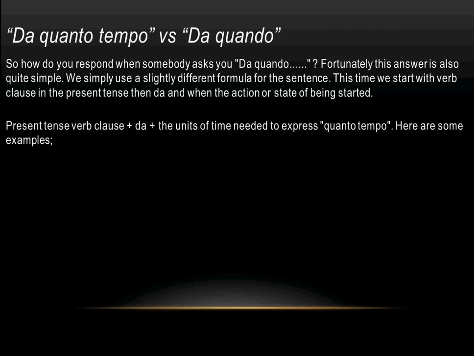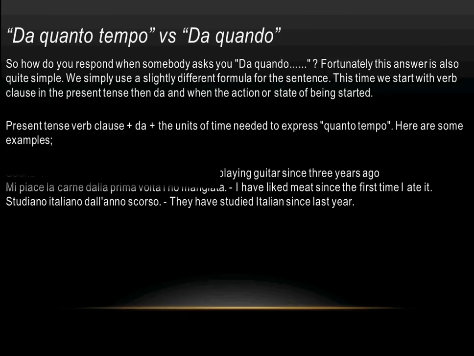So you see the sentence structure is quite similar to the answer to the other question, da quanto tempo, because we start off with the present tense verb clause, plus da, plus the time frame that represents when it started. Typo there, I have the units of time needed to express quanto tempo. That's incorrect. It would be present tense verb clause plus da, plus when the action or state of being started. Here's some examples.